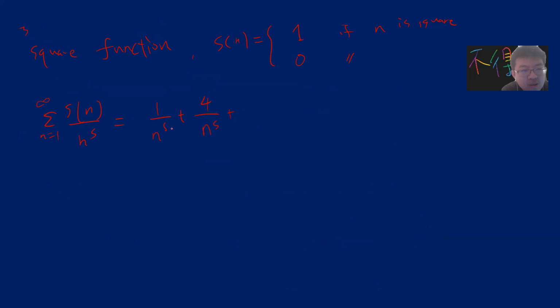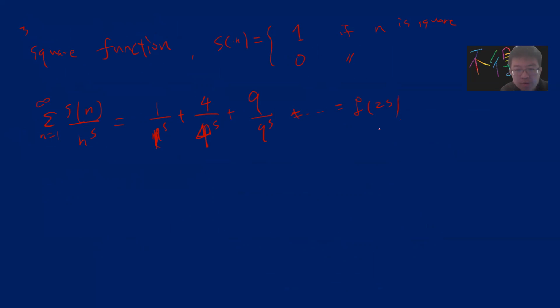Then there's a function, the so-called square function. The square function s of n is defined to be 1 if n is a square, and 0 otherwise. Then you can do this. What is this? You just spell it out, right? You get 1, 4, 9 to the s, and you will see this is just zeta of 2s.